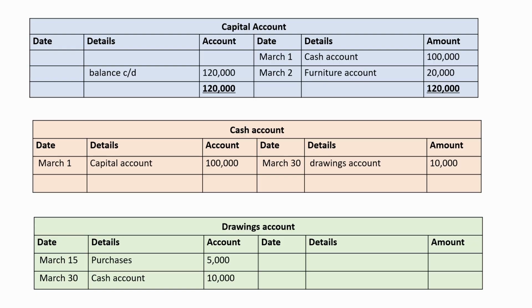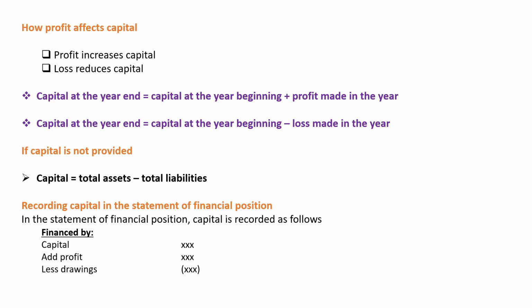Because furniture, we have it in the capital account on the credit side. So if you open a furniture account, you are going to record on the debit side and call it capital account. So I hope the accounts are clear. Let us proceed with the next part.